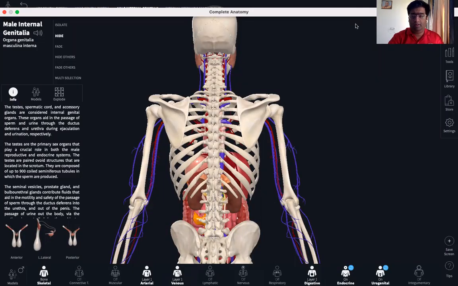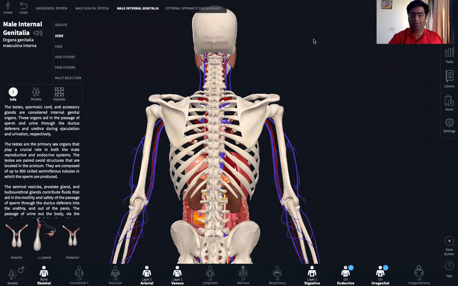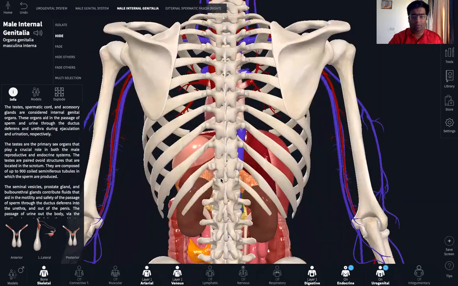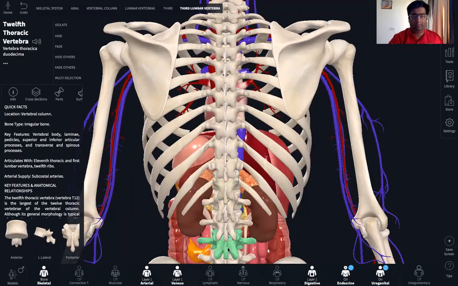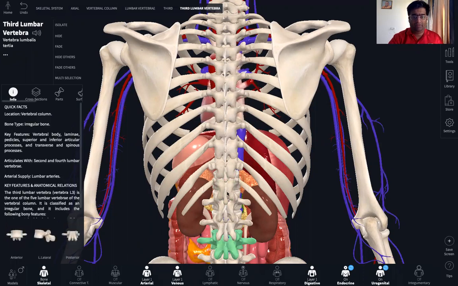Let us first focus on the kidneys, which are the chief excretory organs in humans. Kidneys are attached to the dorsal body wall located between the 12th thoracic and the 3rd lumbar vertebra. I repeat, their location is between the 12th thoracic and the 3rd lumbar vertebra. What you see highlighted on my screen in green is the 12th thoracic vertebra, and this one is the 3rd lumbar vertebra.